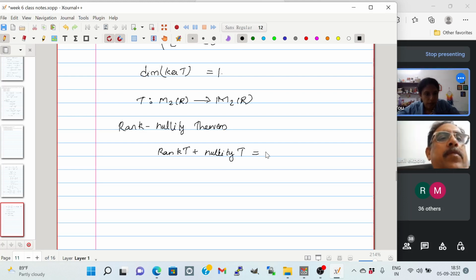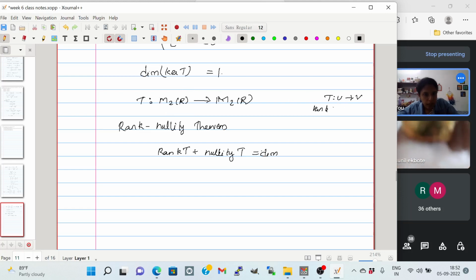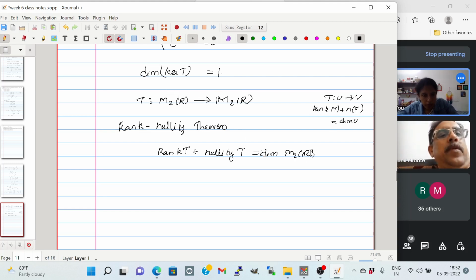Dimension of M2 of R. If T is a map from U to V, we will take rank T plus nullity of T equals dimension of U, not dimension of V. So here both are the same. We are taking dimension of M2 of R.